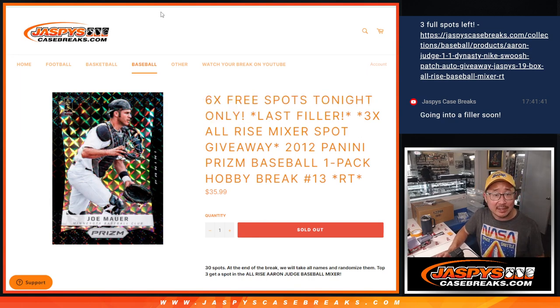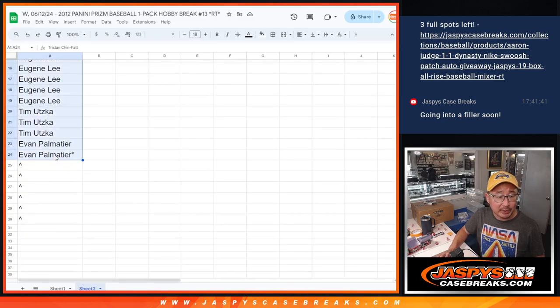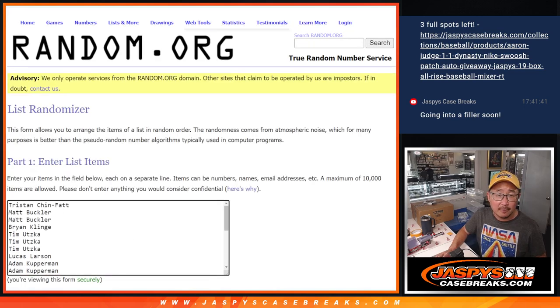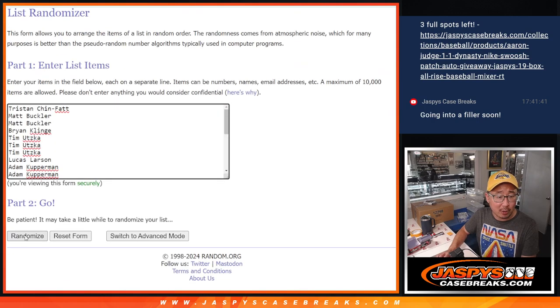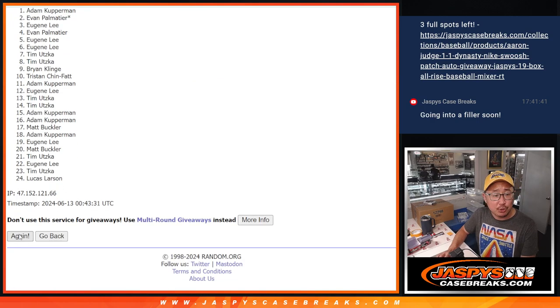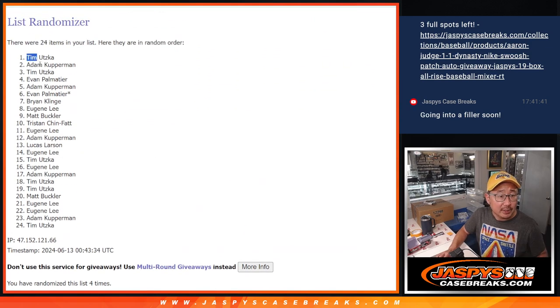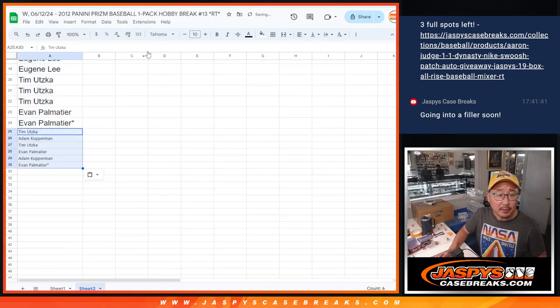Also, we're giving away six spots within the Prizm pack break. We only sold 24 spots outright, so we're going to give away those six spots. Top six after 2 and a 2 for the hard way. 1, 2, 3, and 4. So Tim, Adam, Tim, Evan, Adam, and Evan. Extra spots going your way, which gives you better odds for the mixer spots, of course.